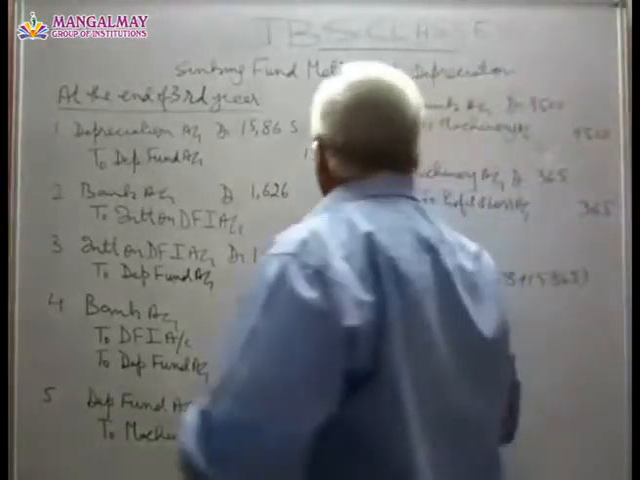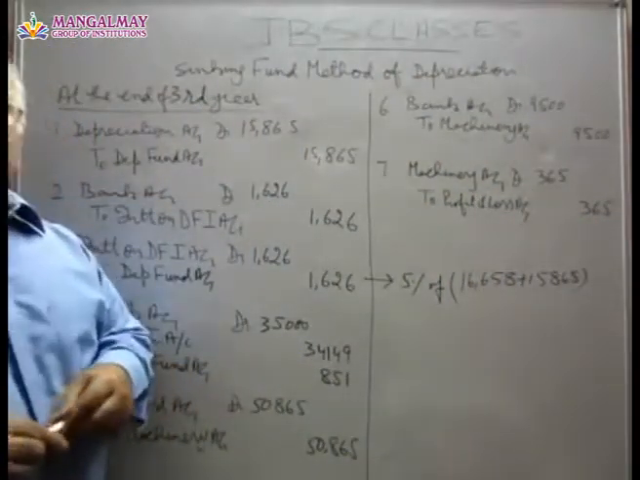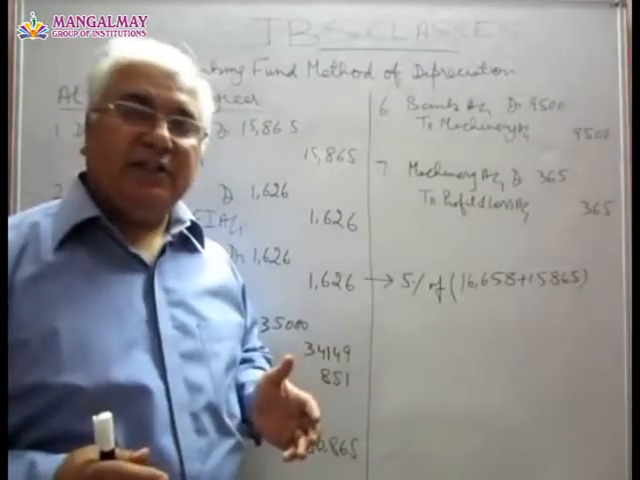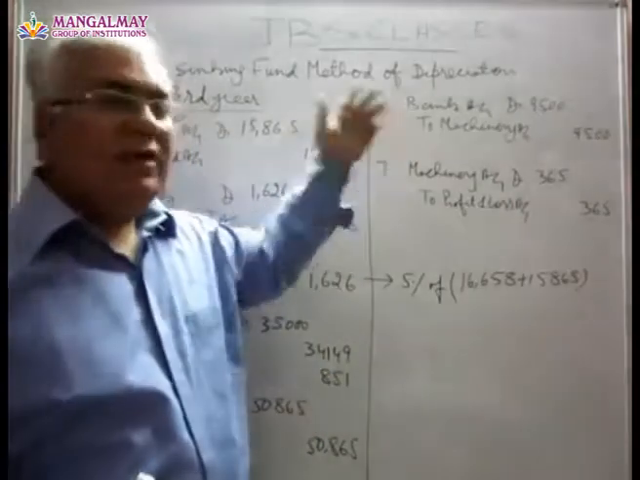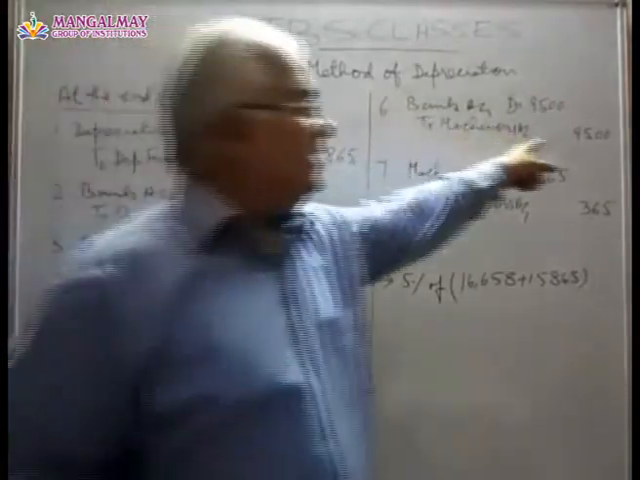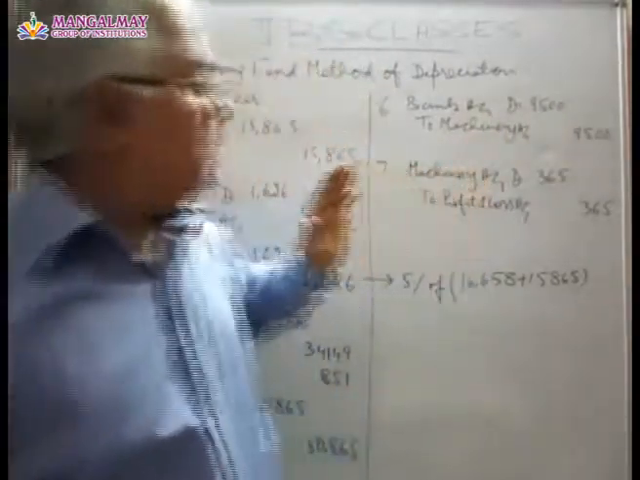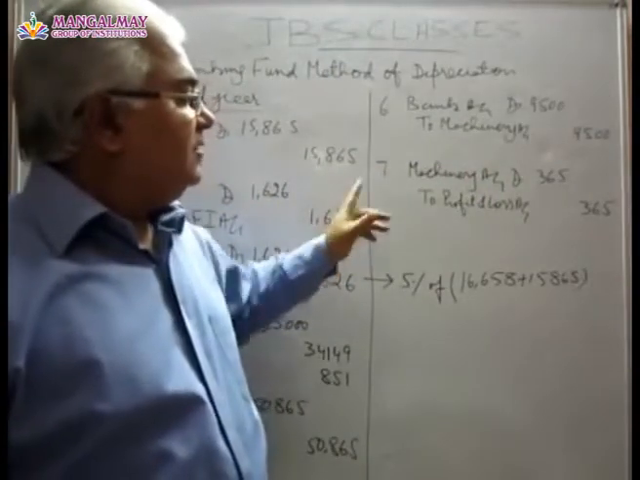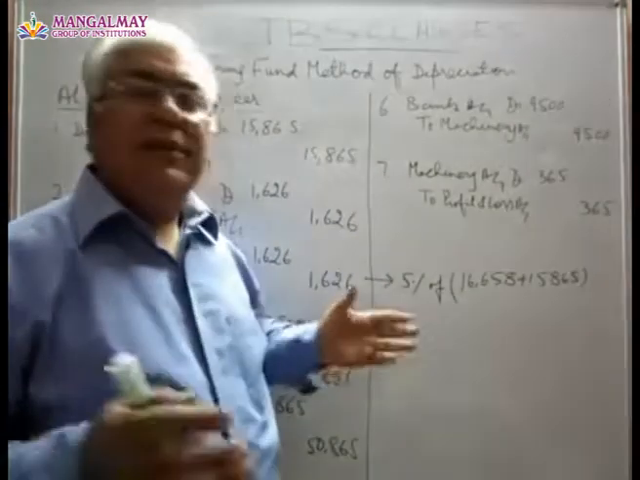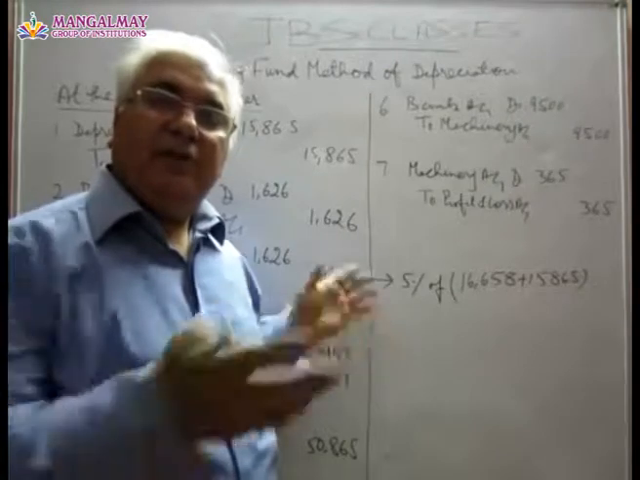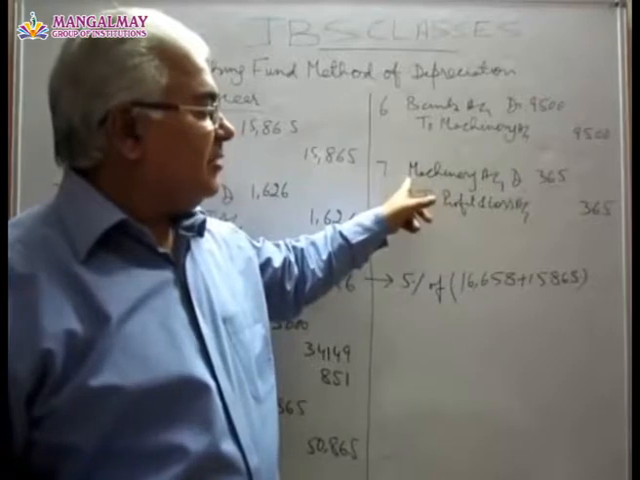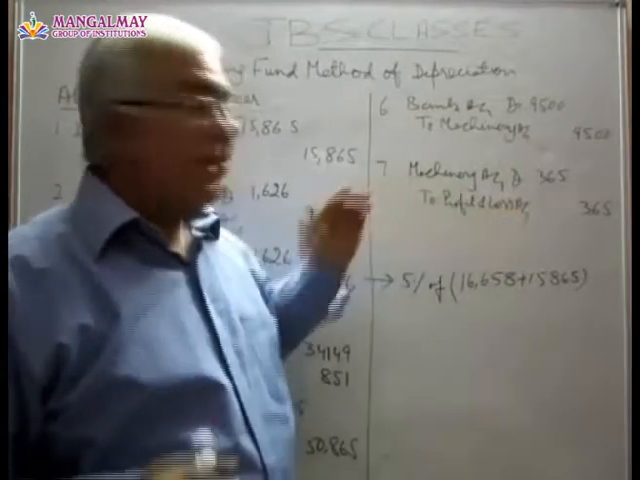So depreciation fund account debit to machinery account with 50,865. Next, we have to sell our machinery, which we had anticipated in the beginning to fetch us 10,000, but it is sold for 9,500. So bank account debited to machinery account 9,500. Now at the moment there is a credit of 365 rupees in the machinery account. So that means it's a net profit for machinery. So it will be shifted to profit and loss account, machinery account debit to profit and loss account.